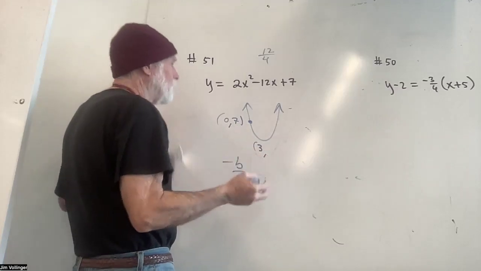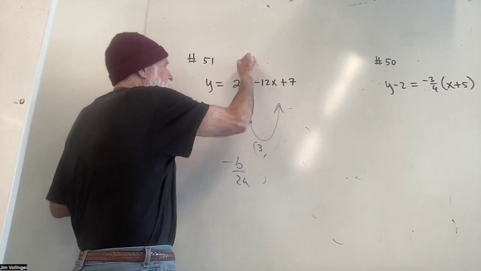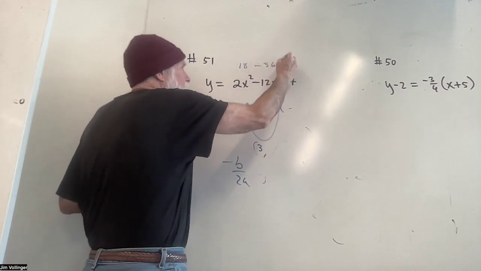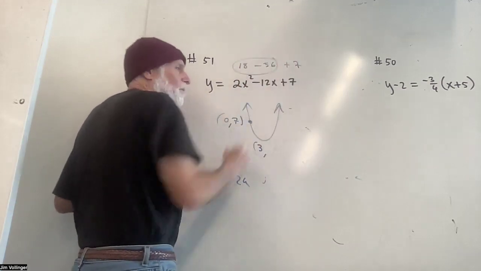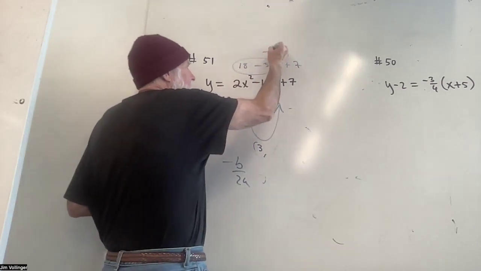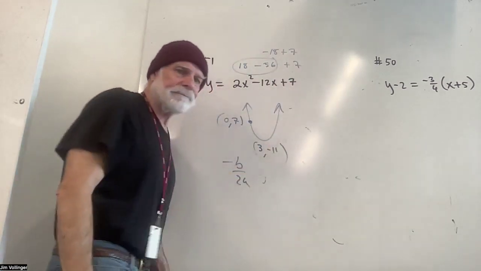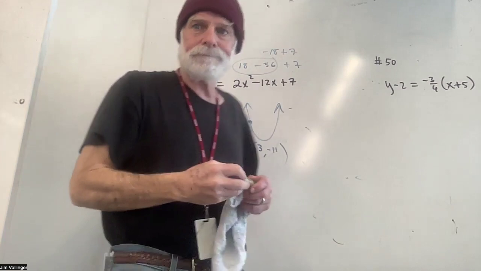So what do you have to do? Got to plug 3 in. I took a shortcut. 3 squared is 9, 18 minus 36 plus 7. I've seen that so many times. I know it's the opposite of this number, or cut that in half. And that's how I got minus 11. So I did that problem.